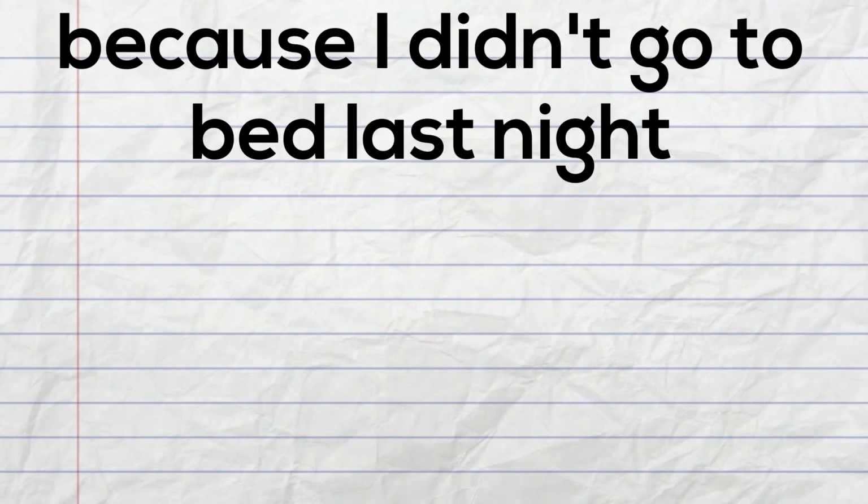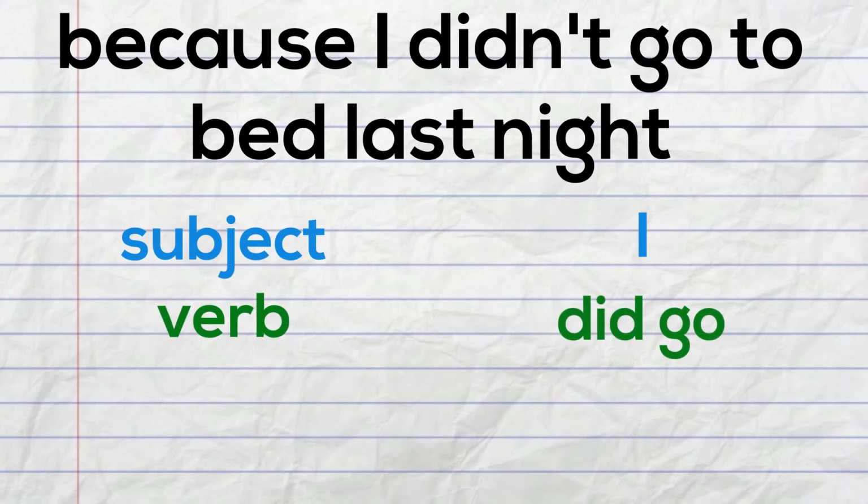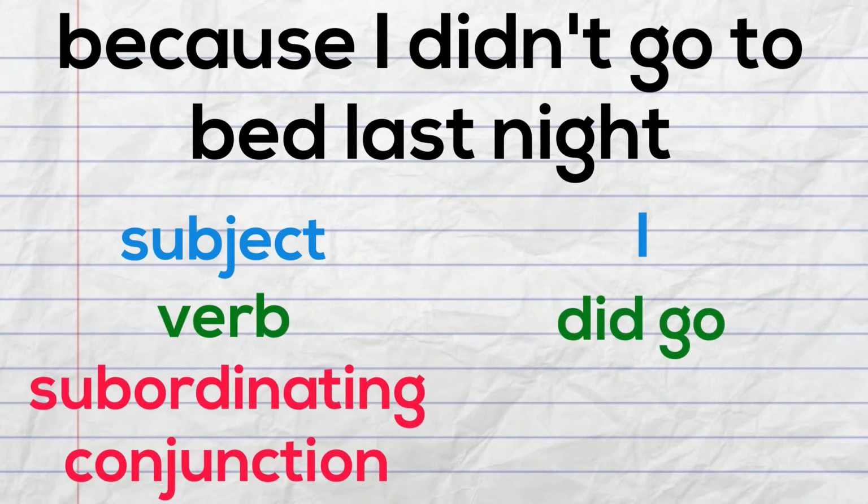The subordinate clause, because I didn't go to bed last night, also contains a subject, I, and a verb, did go, but has a subordinating conjunction, because, at the beginning of the clause, so it would not be able to stand alone as a sentence.